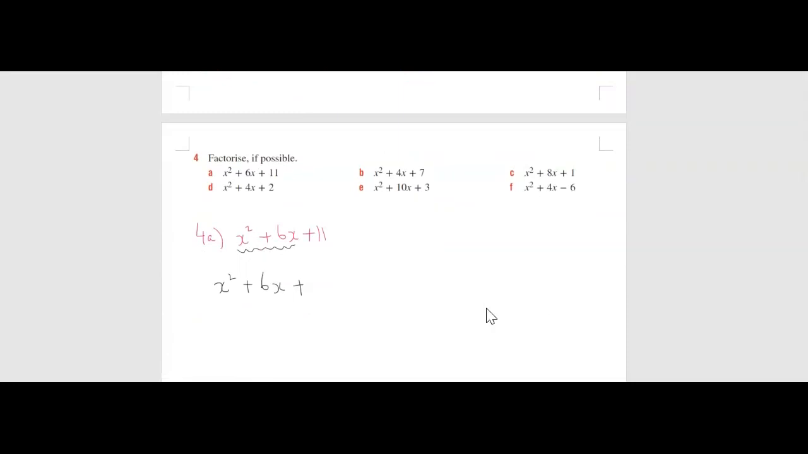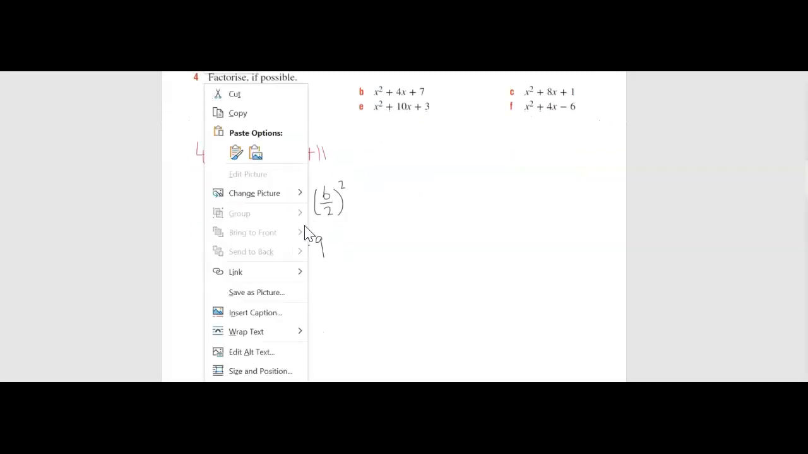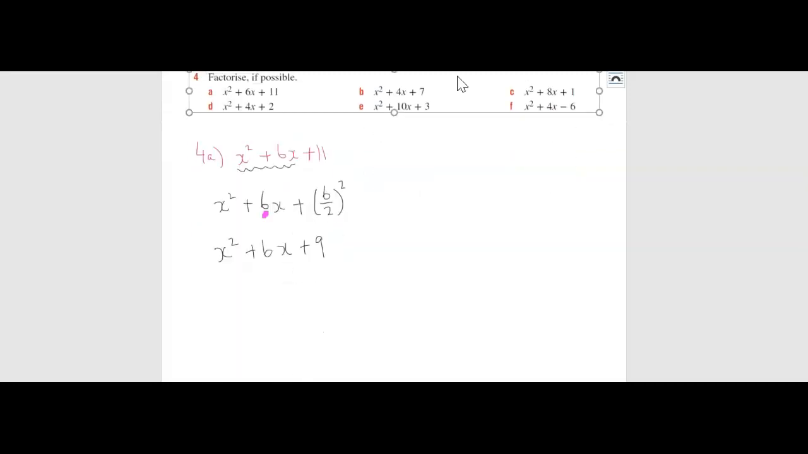But basically, to get that 9, we're going to take the coefficient of x. So, not x divided by 2, sorry, 6 divided by 2, and then we're going to square it. So we've got x squared plus 6x. 6 divided by 2 is 3. 3 squared is 9. So now we can complete the square. That is the same as x plus 3 squared. Okay, so that's what it means by completing the square.